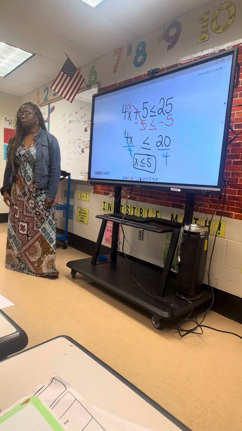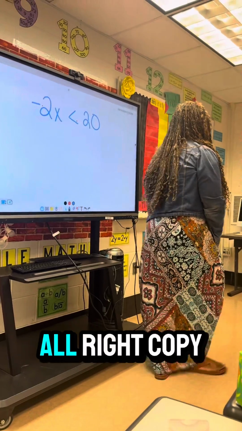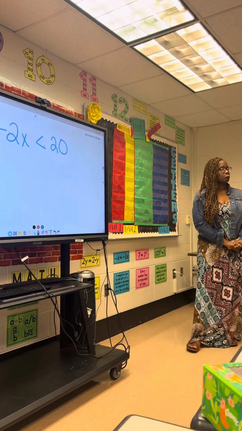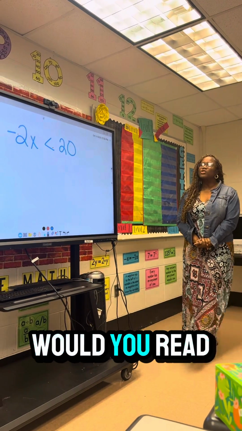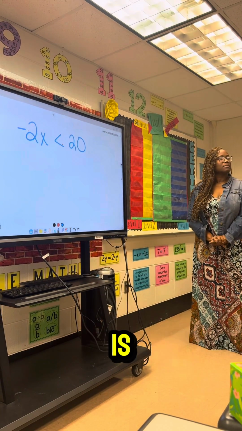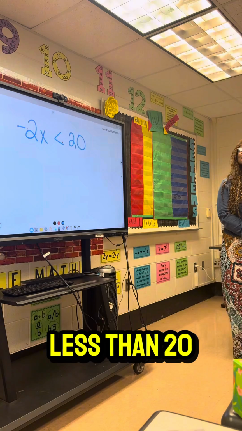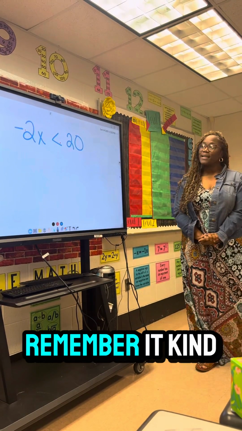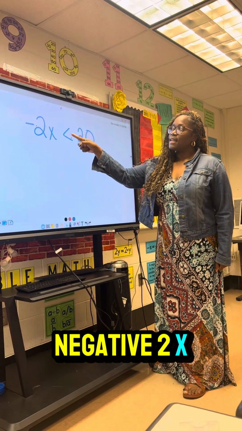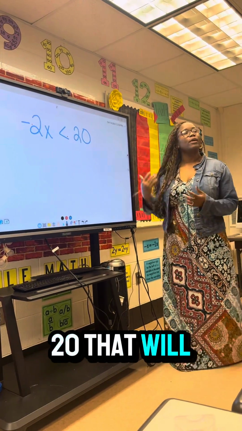Good stuff. All right, copy this problem down. And Christian, would you read to me what that problem says? Negative 2x is less than 20. It's less than. Remember, it kind of looks like an L. So if you can take negative 2x is less than 20, that will help you.